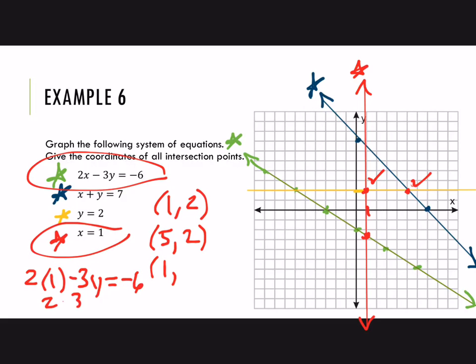Okay, so I get 2 minus 3y equals negative 6. Subtract 2 from both sides, and I get negative 3y equals negative 8. And then divide by negative 3. And let's see, something went wrong here because that's a positive number. All right, y can't be 8/3, so maybe I have an incorrect sign there.